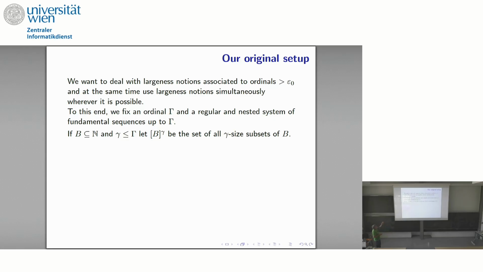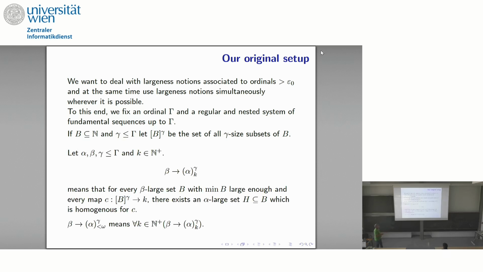And so we fix an ordinal gamma. Typically it will be gamma naught or this gamma sub zeta, which I mentioned before, a regular and nested system of fundamental sequences up to gamma. And when B is a subset of N and gamma is one of these ordinals, we use this notation, which is just a natural extension of the usual notation for n-tuples, for the set of all gamma size subsets of B. And with this notation, if I have alpha, beta, and gamma, you see I have the arrow notation, in this case beta here, alpha here, gamma here.